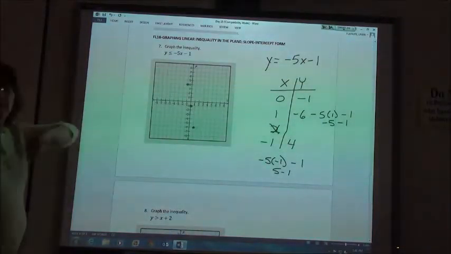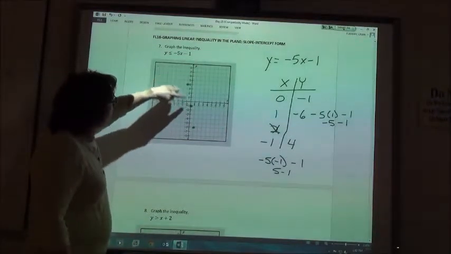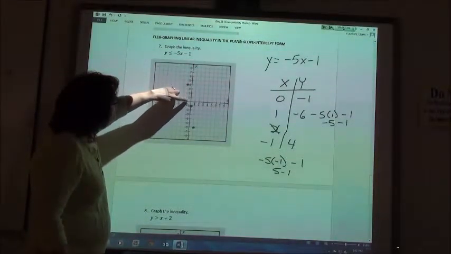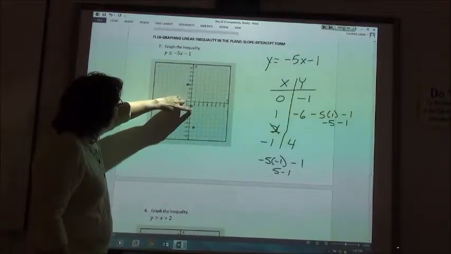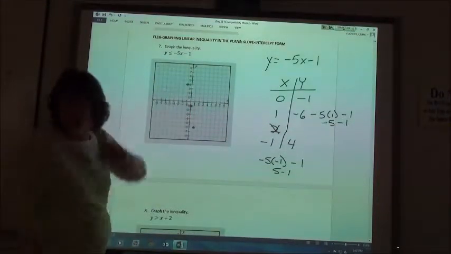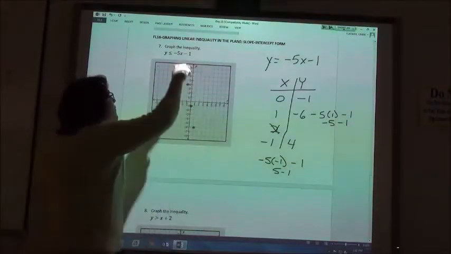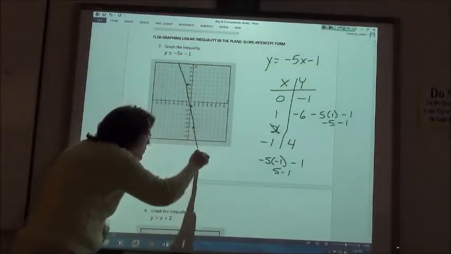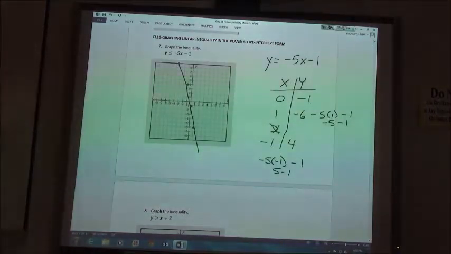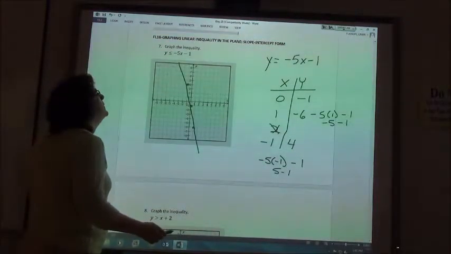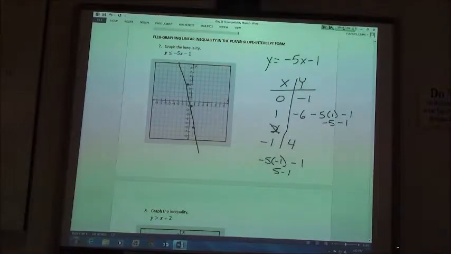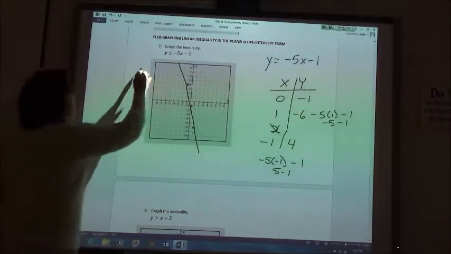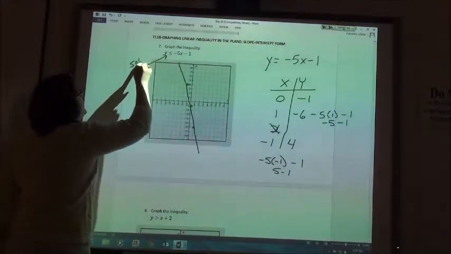We knew our slope was negative 5, so to get from one point to the next, I'm going to go 1, 2, 3, 4, 5, down and over 1. Sure enough, that's what I do. I go 5 down and over 1. I now can draw my line. I've got my line on there. Then I decide, should it stay solid or should it change to a dash line? Solid. Should stay solid because it does have the equal to, so it is going to be solid.